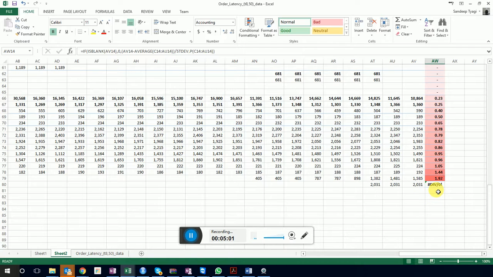Here is a div 0 error because there are three observations, all of them exactly the same number, so the standard deviation is 0. We can put a check for if standard deviation is 0, then you can deal with it differently.